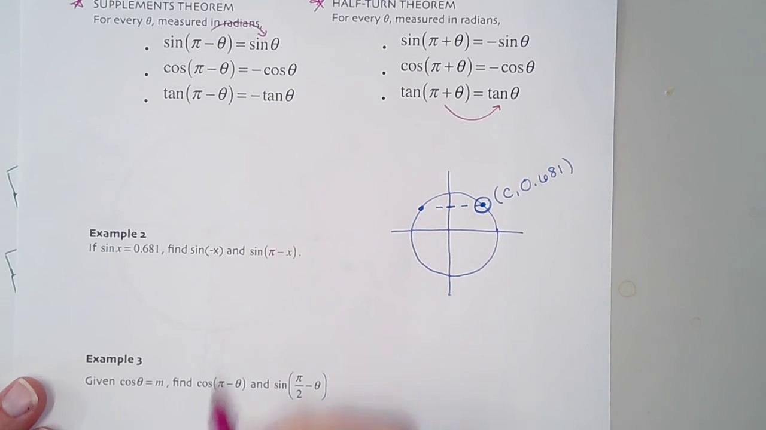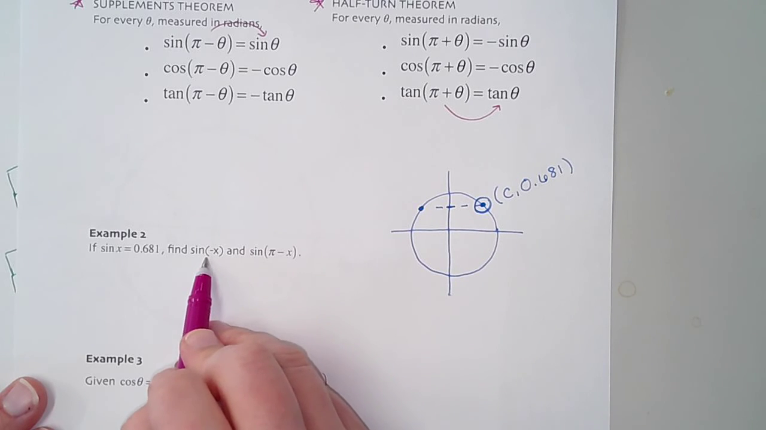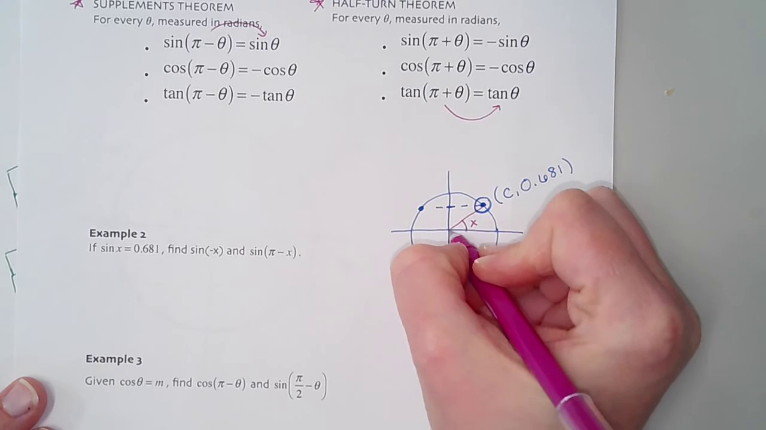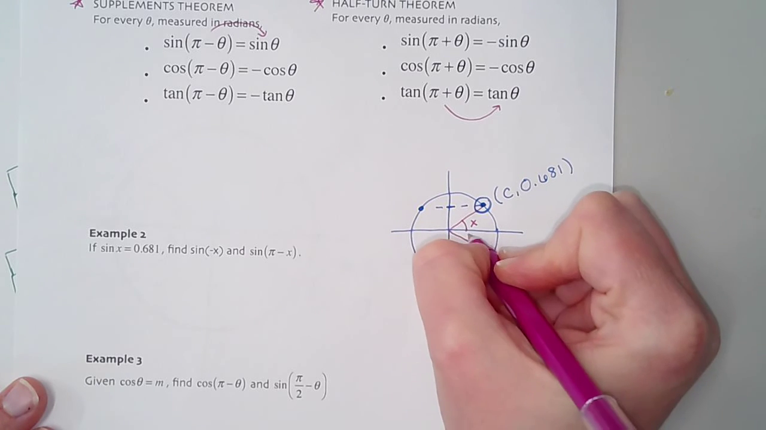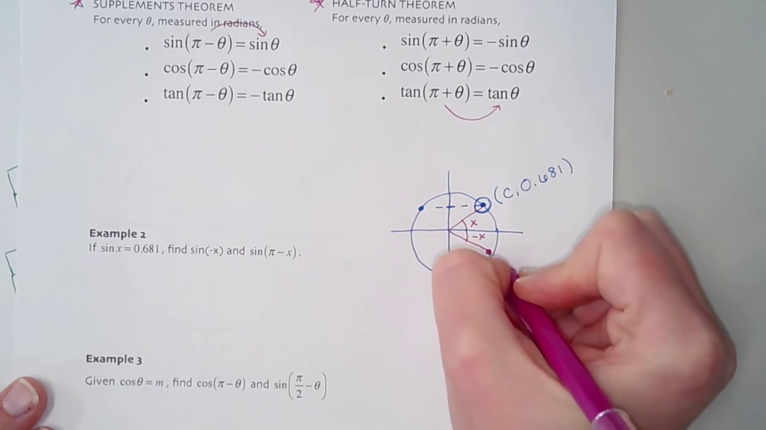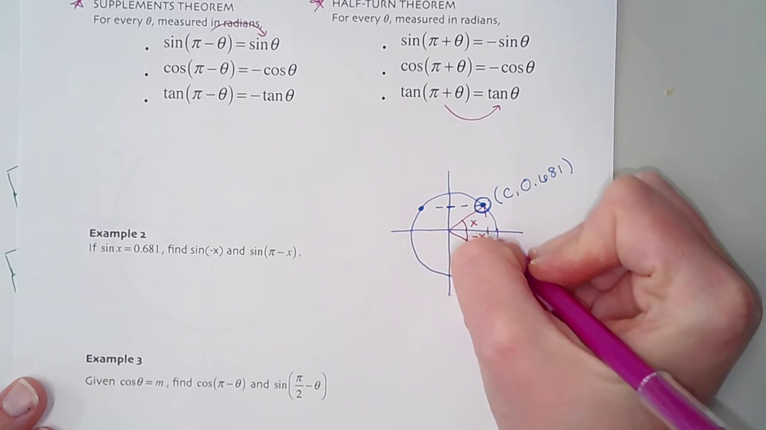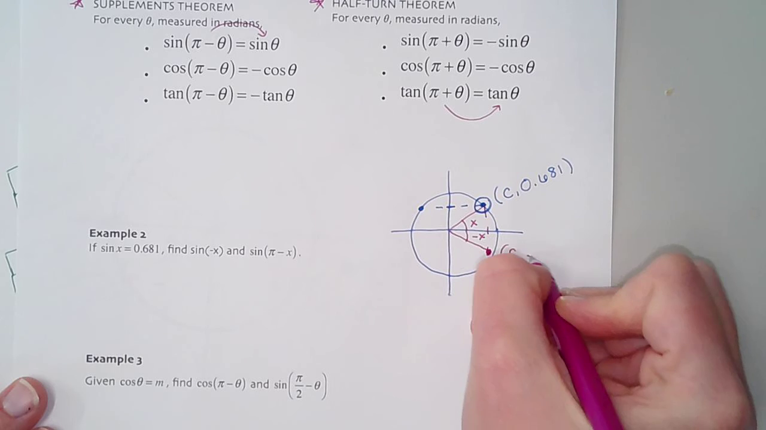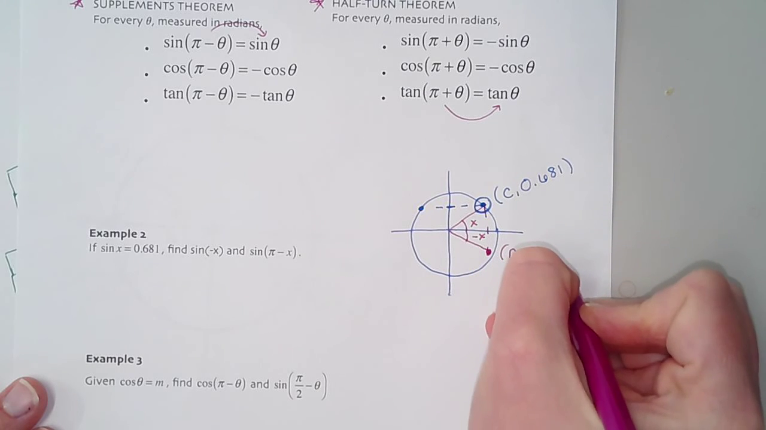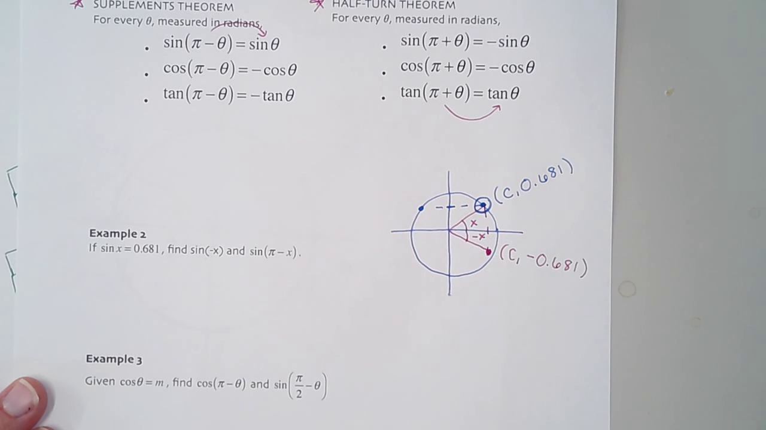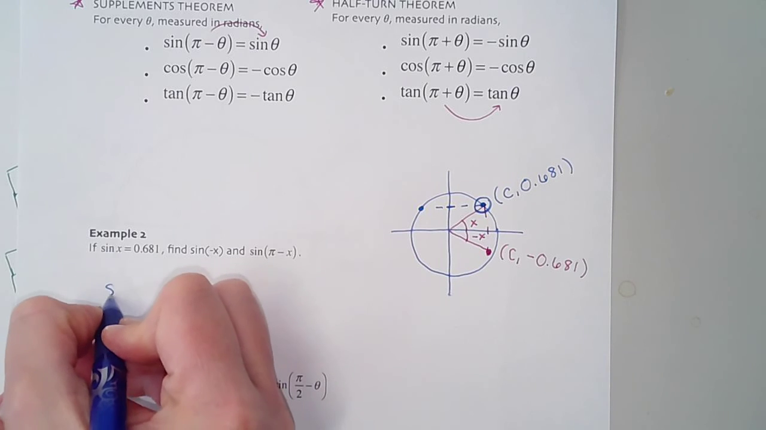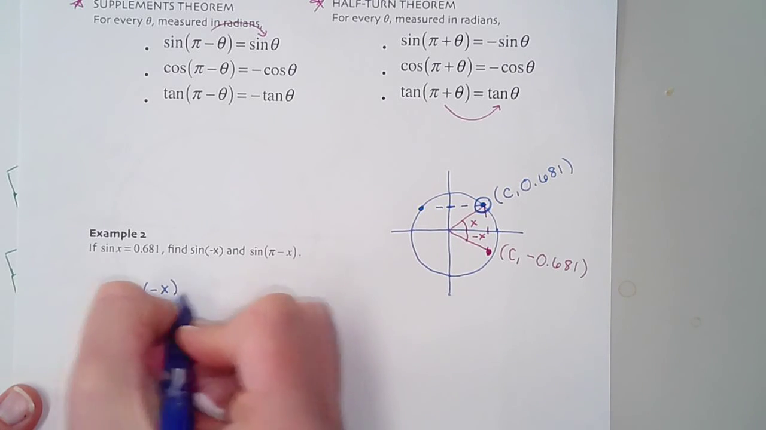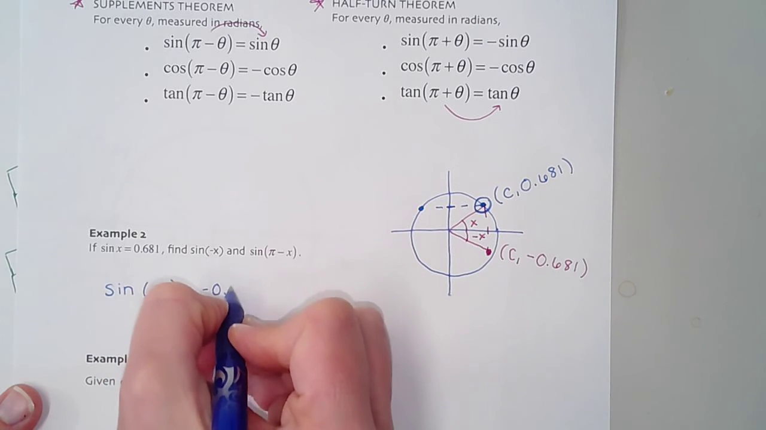And then it says, what is the sine of negative x? Well, remember, if this is x, then negative x would be down here. Okay? And so think about what these coordinates would be. Your cosine would be the same. Your sine would turn negative. So the sine of negative x would be negative 0.681.